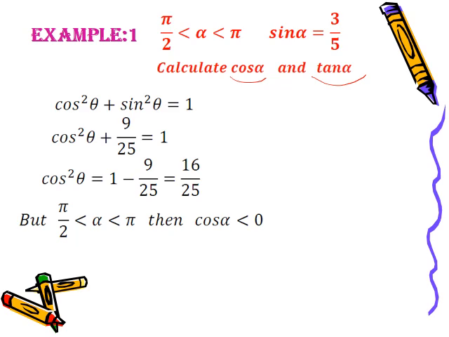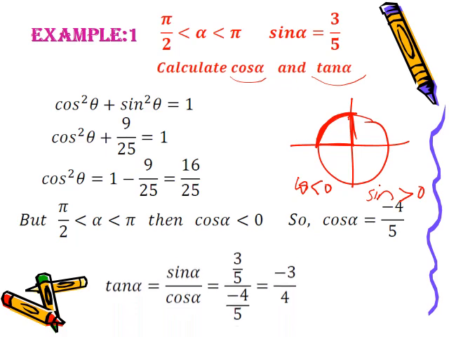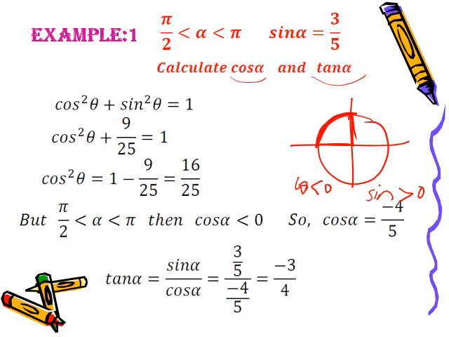But alpha is between pi over 2 and pi. Between pi over 2 and pi, cosine is negative and sine is positive. So cosine alpha equals minus 4 over 5. Tangent alpha equals sine alpha over cosine alpha, which is 3 over 5 over minus 4 over 5. So tangent alpha equals minus 3 over 4.